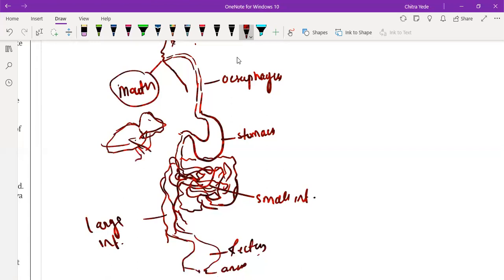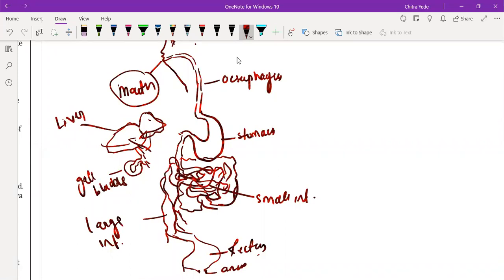Outside the liver there is one different part, which is called the gallbladder, and this is the liver. Liver is the largest gland of our body.